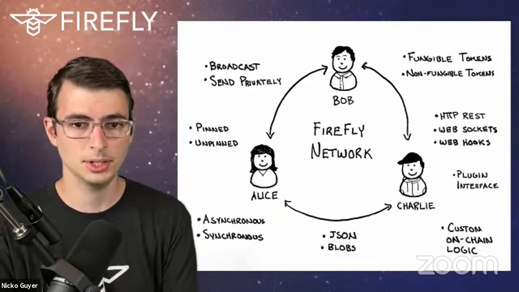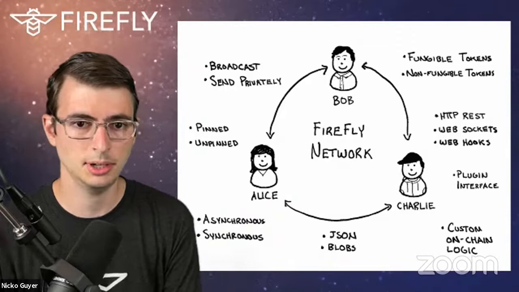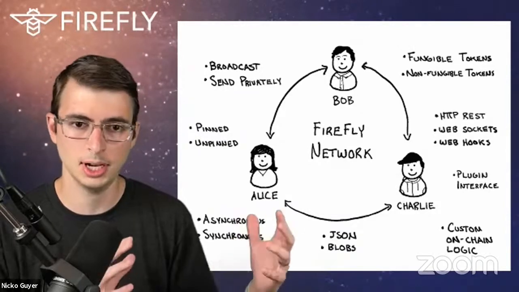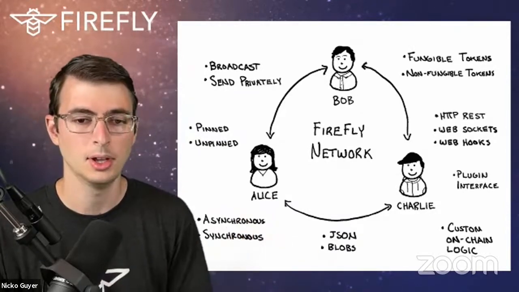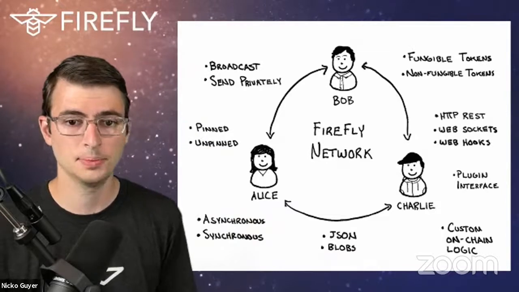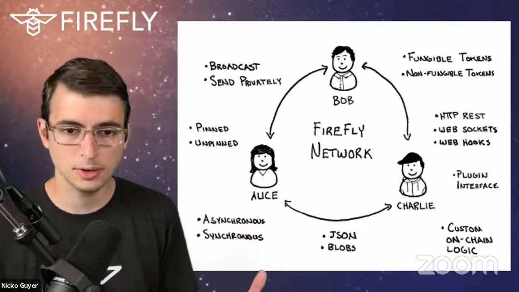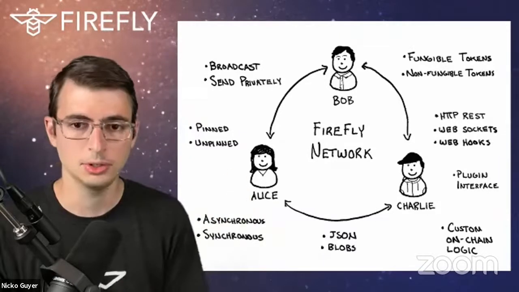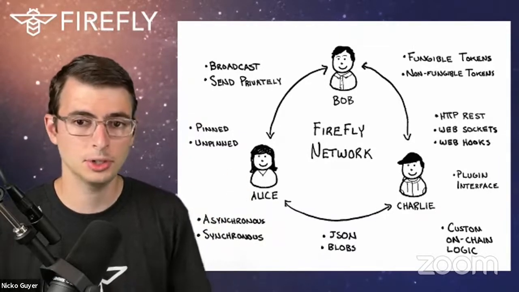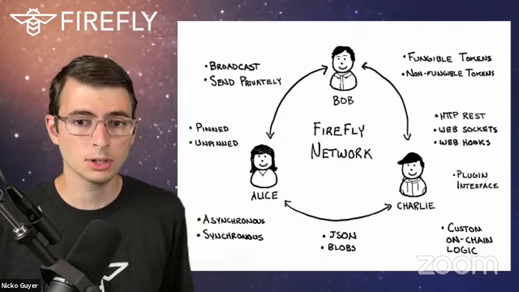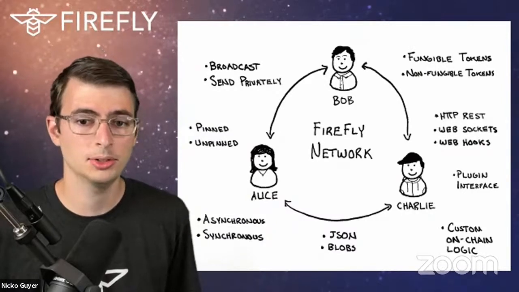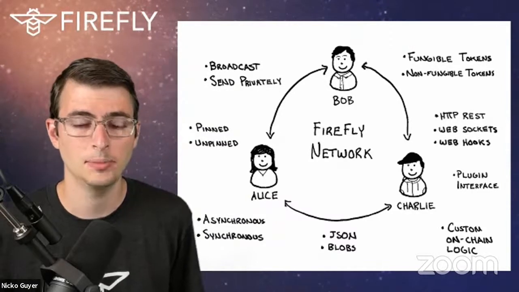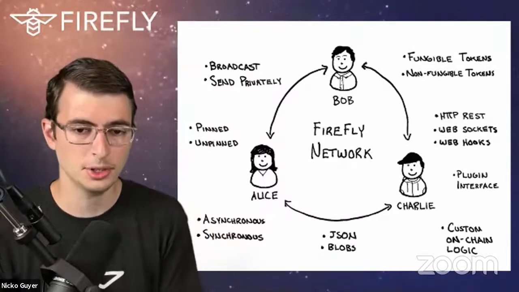There's a ton of different things that they can do, and we'll touch on each of these in detail in a little bit. But there's options for sending data publicly or privately. Things can be pinned or unpinned. There's both event-driven and request-reply models. There's lots of features. There are some features that are still in the works, such as fungible tokens, non-fungible tokens, and custom on-chain logic. But there's a lot that's already there.